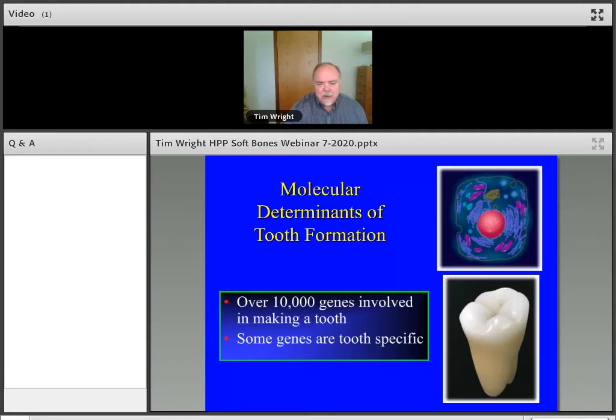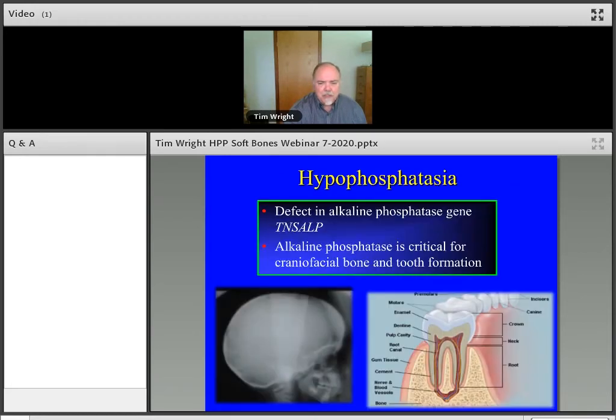So, teeth from a genetics point of view, and hypophosphatasia being one of these things: alkaline phosphatase is important in tooth formation. There are thousands of genes. Alkaline phosphatase is important in mineralized tissues, and in the tooth, the cementum, the dentin, and the enamel all use alkaline phosphatase and can be affected by alkaline phosphatase changes. So that's what you're dealing with in hypophosphatasia. It's critical in these issues.